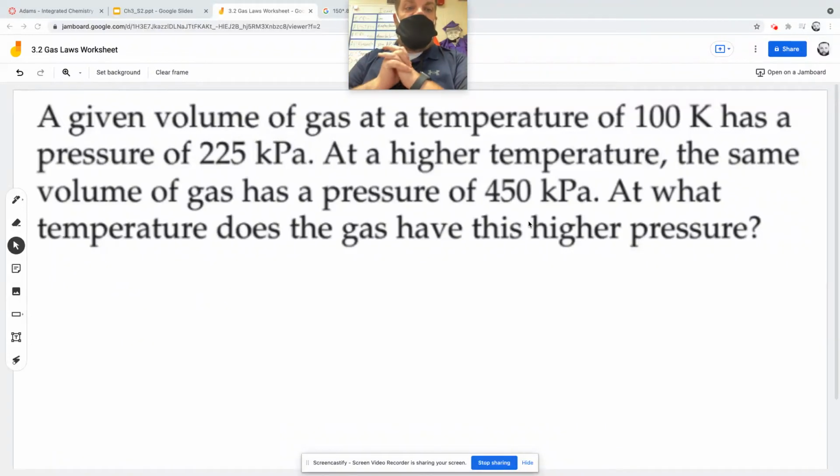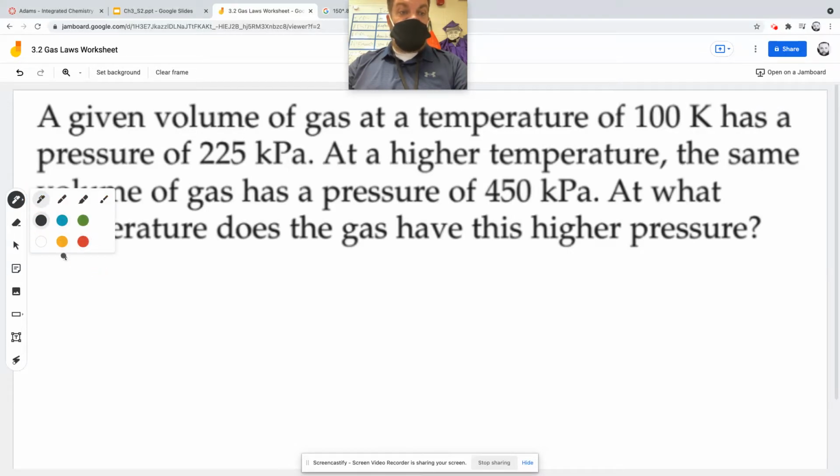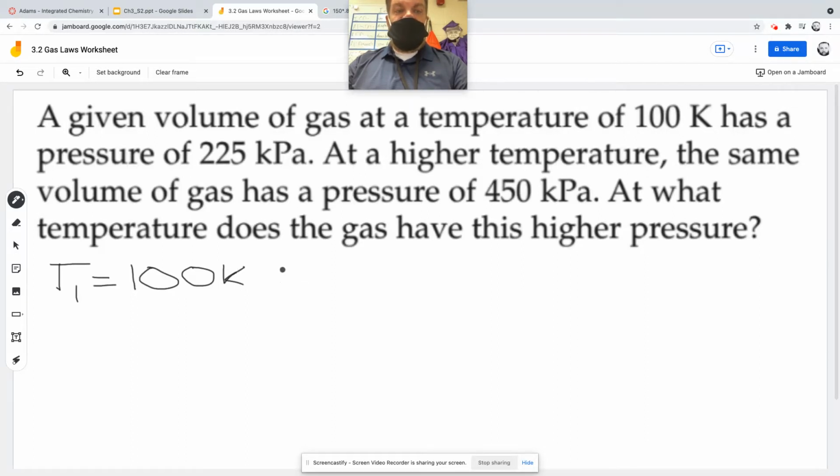Okay. A given volume of gas has a temperature of 100 K. Oh, now we're working with temperatures. So immediately I'm going to start writing things down. They gave me a temperature, so I'm going to say the initial temperature T1 is equal to 100 K. That's a capital K, sort of. And initial pressure of 225 kilopascal. So that's P2, or P1, I'm sorry.